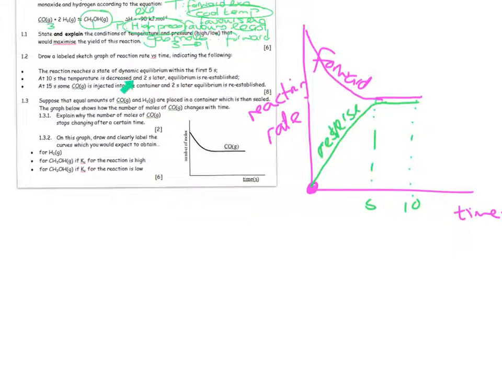If I decrease the temperature, I am going to land up favoring the forward reaction. So the reverse reaction is going to decrease a lot, and the forward reaction will decrease a little, because I'm favoring the forward reaction. You might have a little bit of an angle on those, it's fine. And at that point, I'm going to establish a new equilibrium. There it is. That is going to happen after 12 seconds because it says 2 seconds later. And then it says at 15 seconds, something else is going to happen.